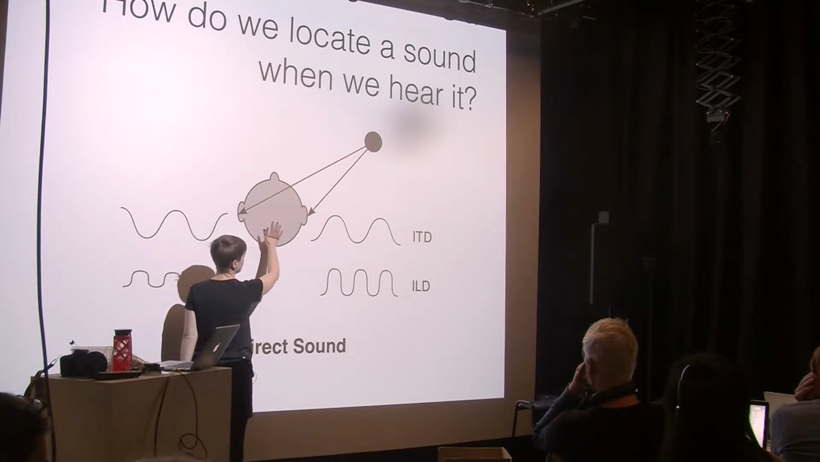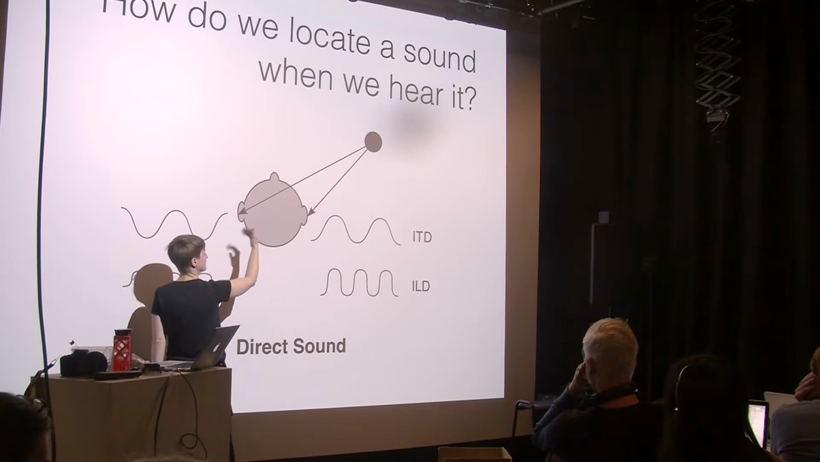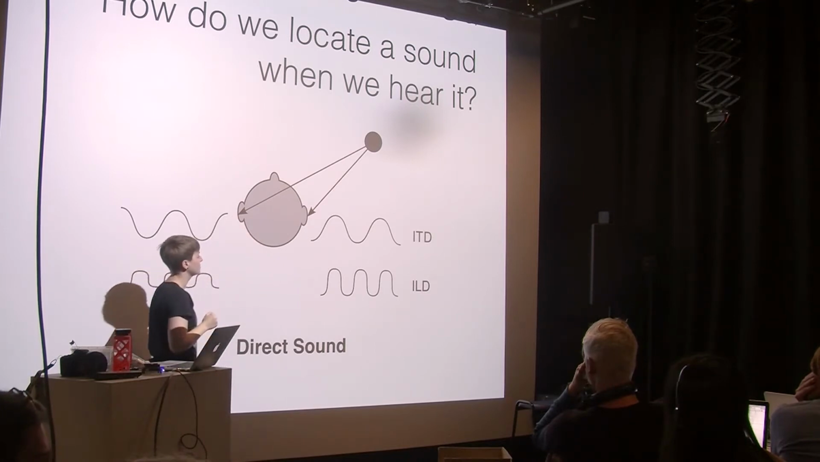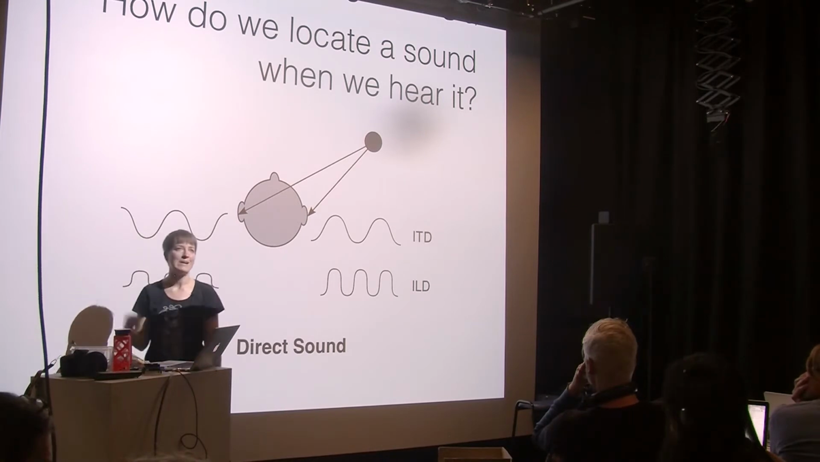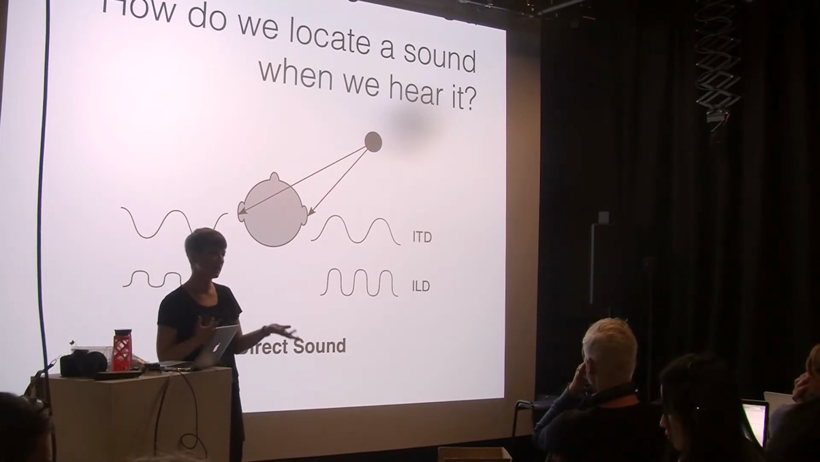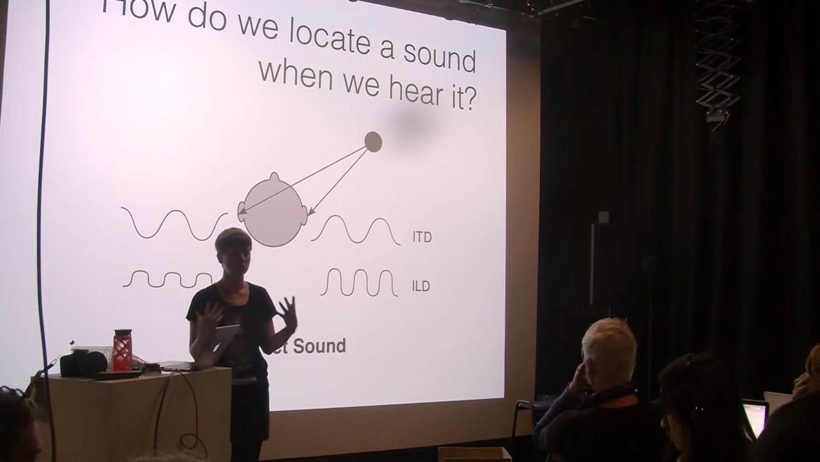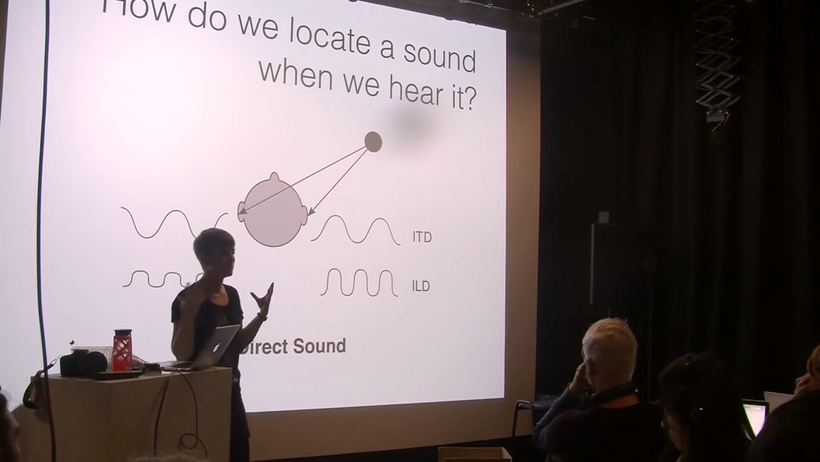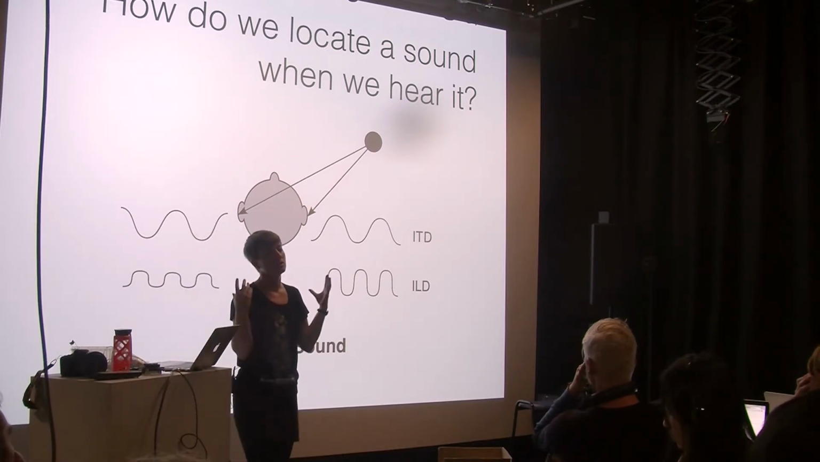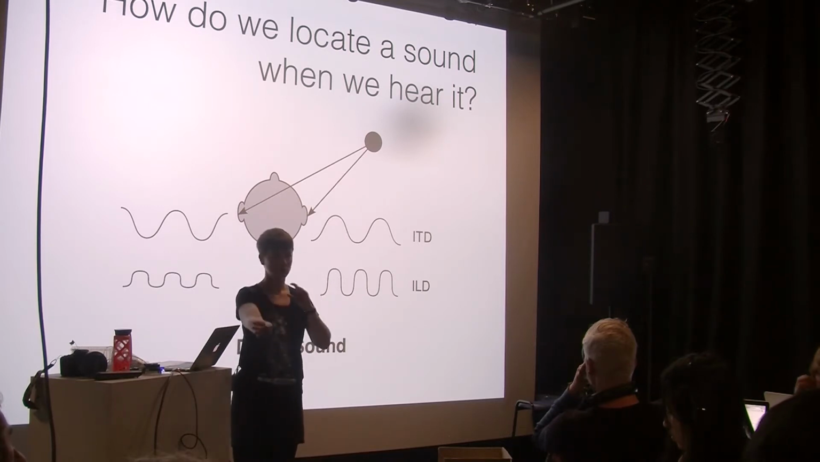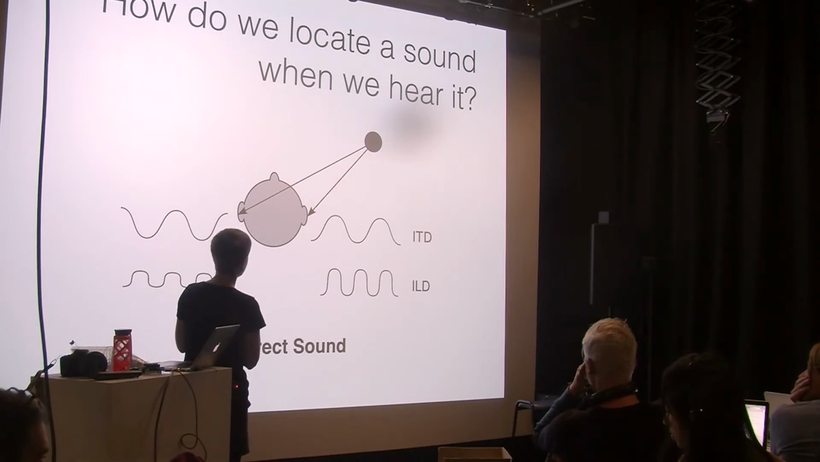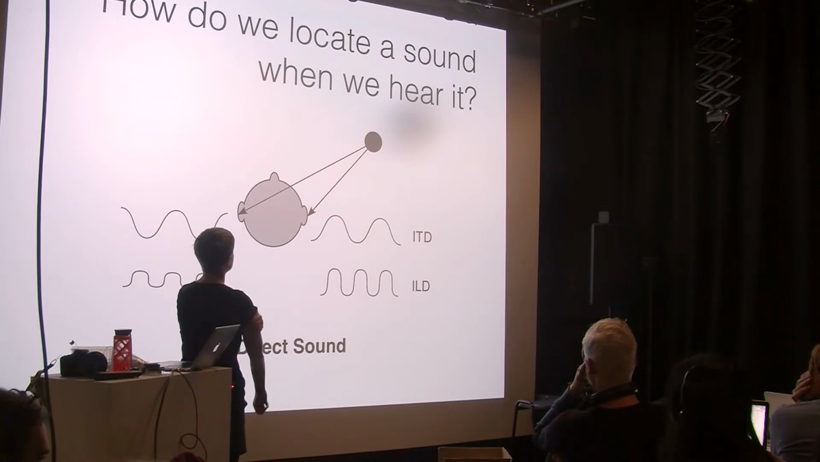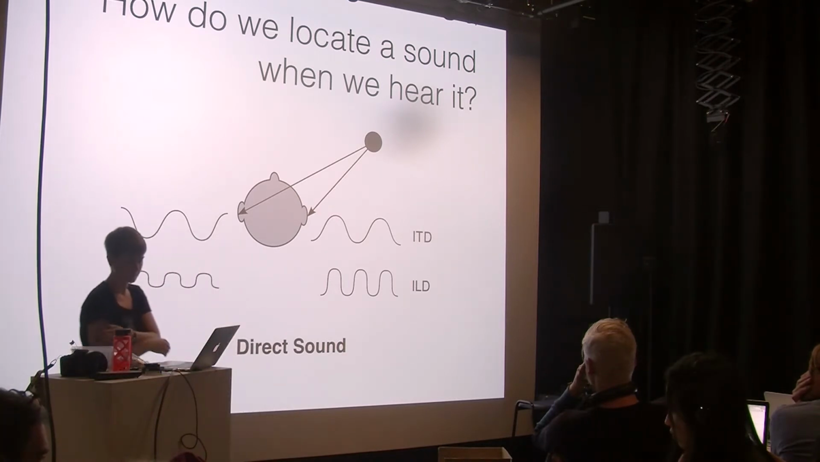This head will actually stop the sound. It will make the sound a little bit quieter on the other side. So that's the ILD, the interaural level difference. ITD and ILD, those two put together are what's called duplex theory, and they make up a large proportion of how we believe we understand sound localization within a space with spatial audio. What's my next slide?